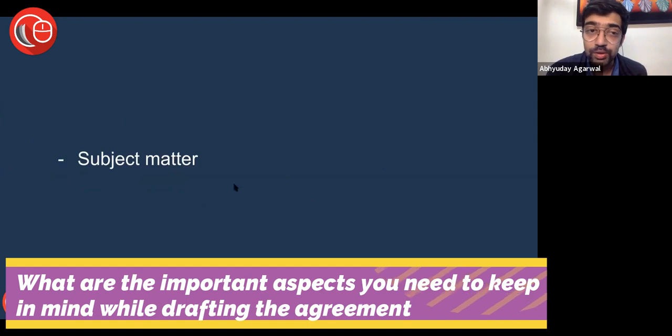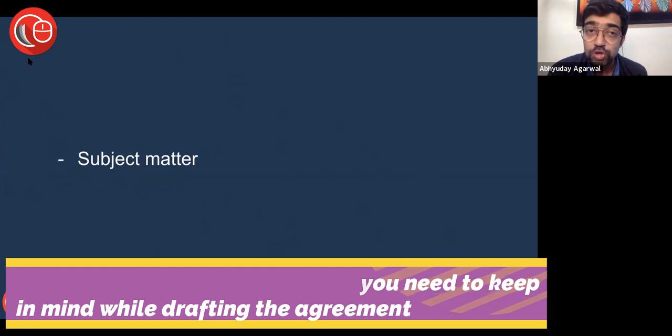Subject matter. Okay. What is the actual service? What is the property being transferred? Is there real estate, immovable property? Is there a trademark license? Here, a lot of statutory aspects also come in case of subject matter. Okay. So that gets triggered.